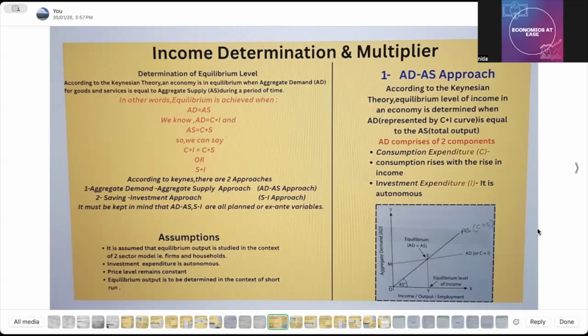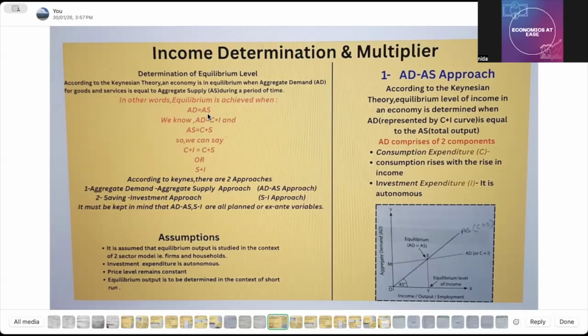So first, let us understand the equilibrium level of income. According to the Keynesian theory, the economy is in equilibrium in two conditions. According to Keynes, there are two approaches, that is AD is equal to AS approach and SI approach. We have already discussed these in the previous videos.